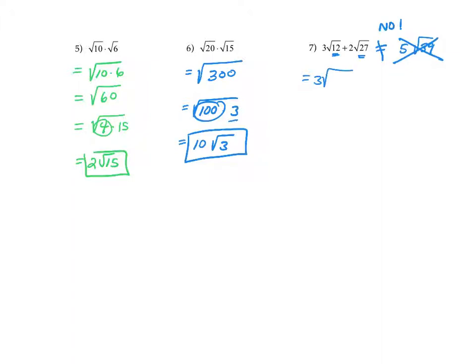So take that square root of 12 and rewrite it as 4 times 3. And then take 2 square root of 27, rewrite the 27 as 9 times 3. So we have 3 on the outside here.